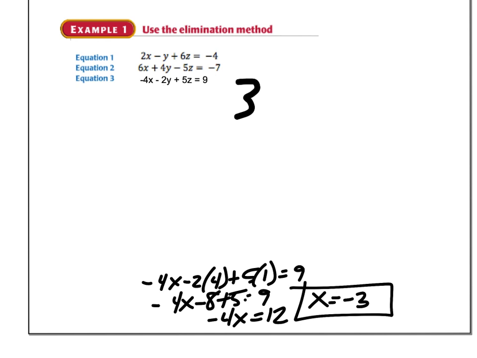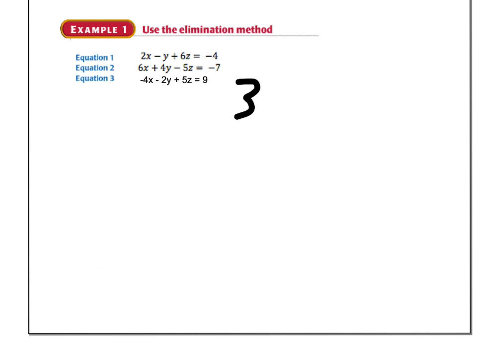So you should write out your solution to that triple, just as we did a coordinate pair. Negative 3, y was 4, and z was 1, and our solution is that coordinate triple. You could also check that, just like you could before, by plugging those numbers into any 3 of the equations and making sure they work.